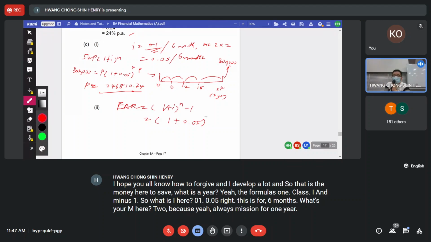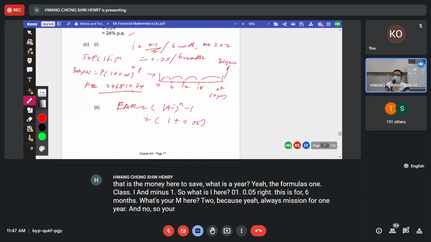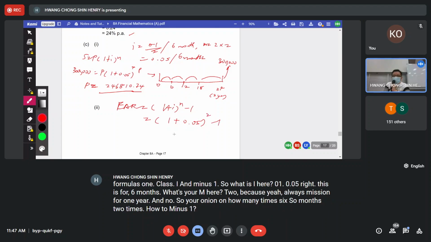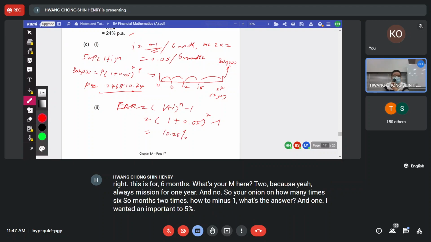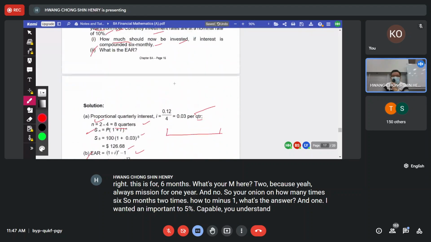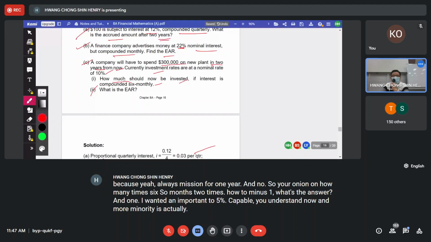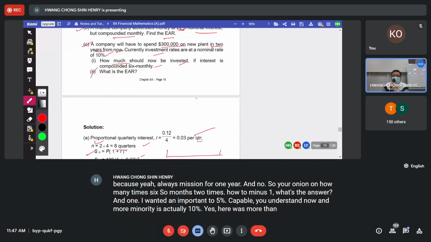And so your 1 year compounds how many times? 6 months, 2 times. Or 2, minus 1. What's the answer? 10.25%, and your nominal rate is actually 10%. Yes, correct. EAR must be more than the nominal rate.